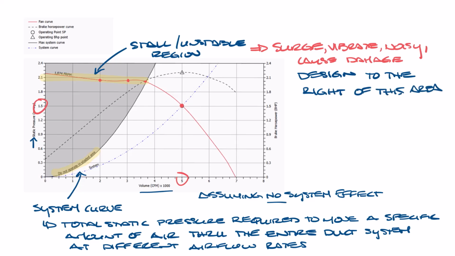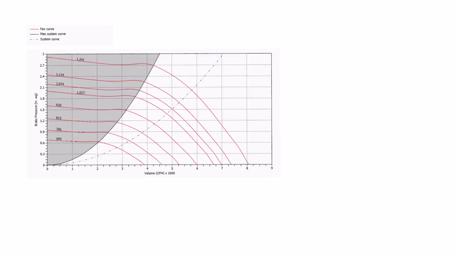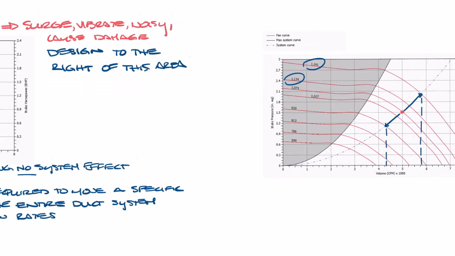You can also see on the fan curve that at our operating point, the fan is operating at 1074 RPM. Here's another fan curve that I showed last week. It shows the fan operation at different RPMs, and our operating point is right here. So if nothing changed in our system, you can see that when you speed up or slow down the fan, the CFM and static pressure would change. Let's move back over to the other curve.